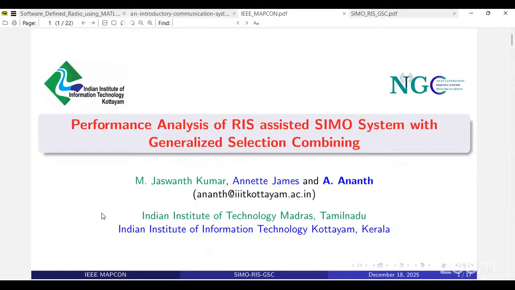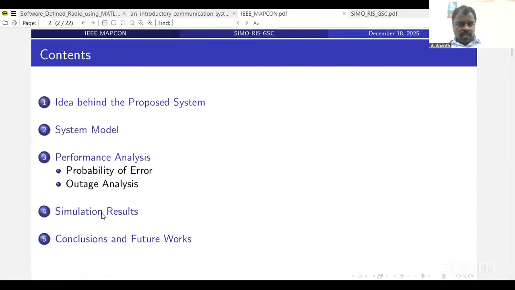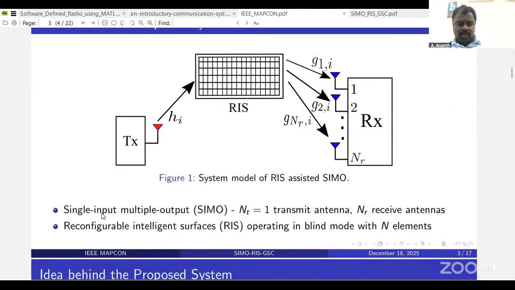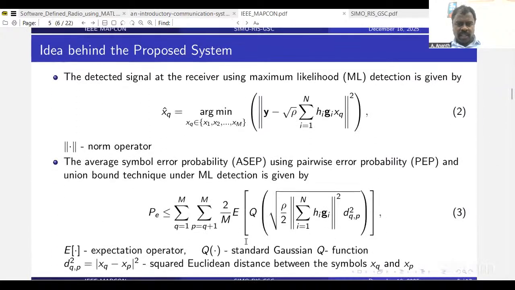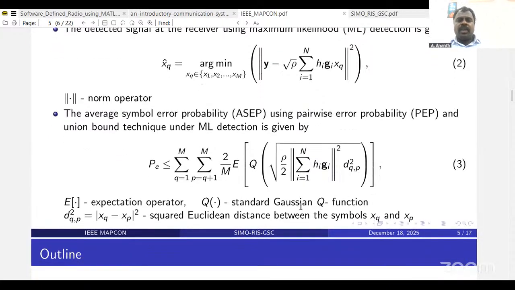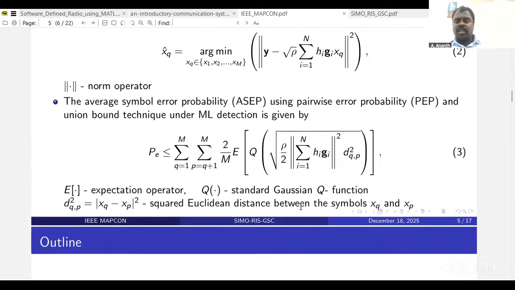So the idea behind the proposed system is this Q function, the same received signal expression, and this is our signal. Now we all know selection combining, which is a technique used in SIMO or MIMO systems. Let us assume we have 4 receiver antennas. In selection combining, out of the 4 receiver antennas, we choose one antenna. Maybe you choose the 4th antenna, next time the 2nd antenna, then the 3rd antenna, the 1st antenna, and so on. You can choose any one antenna. That is called selection combining.